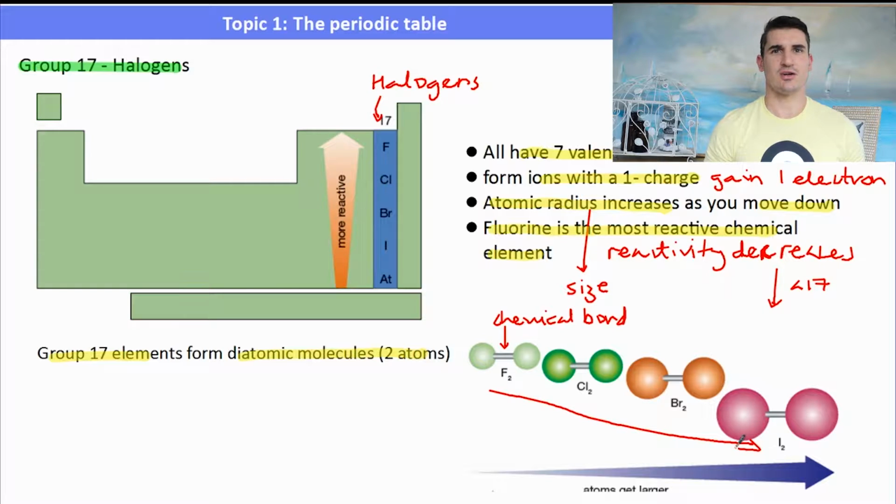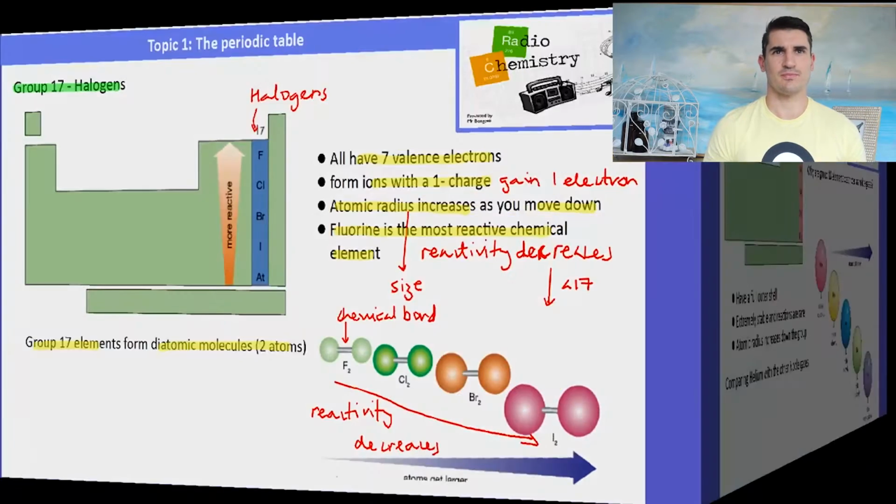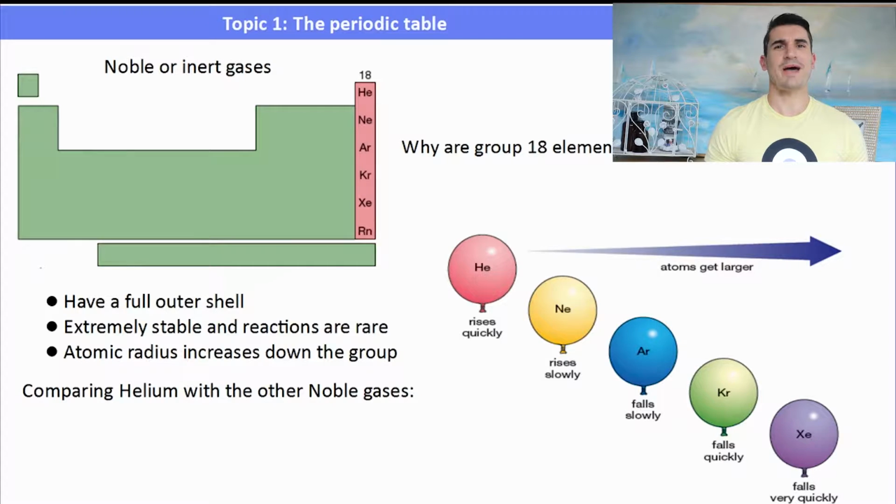They're diatomic. Now, as we look at that diagram, as we go down, the reactivity will start to decrease. The reactivity of the halogens decreases as we go down the group. Okay, group 18, the noble or inert gases. The noble or inert gases start with helium and make their way down to radon.